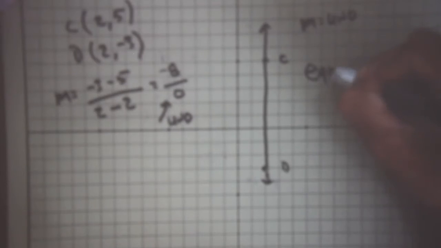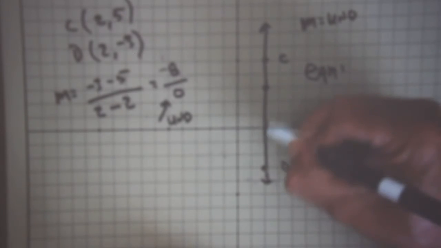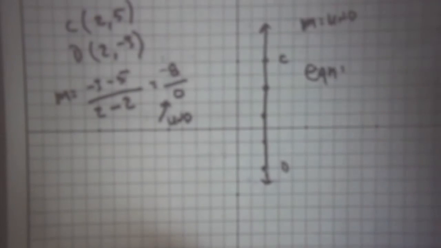All undefined lines have vertical graphs like this, and the way we write the equation of such a line that has undefined slope is, well, if you notice, everywhere along this line here, it will share the same x value. Whether I'm at here point C, I could be at this point here, which would have the value of 2, 3. This is 2, 1. This is 2, -1. It always has the same x value.